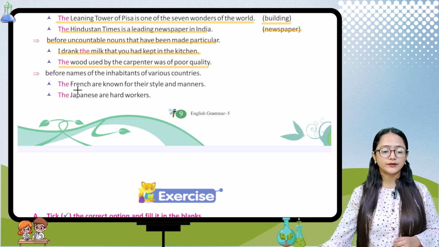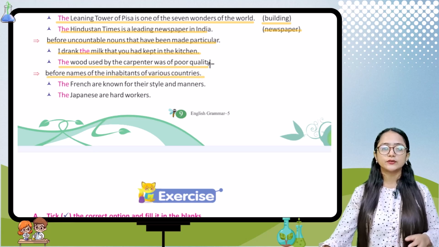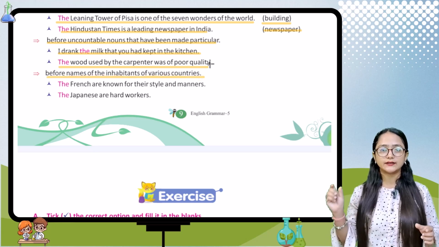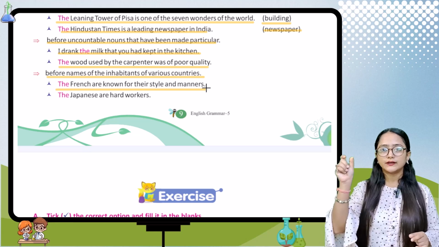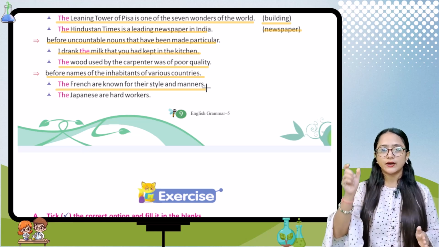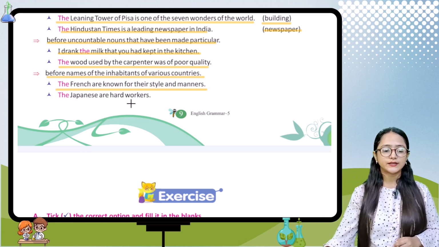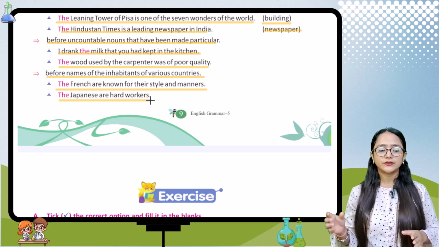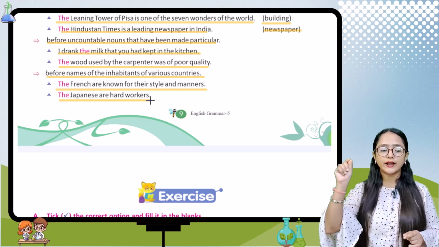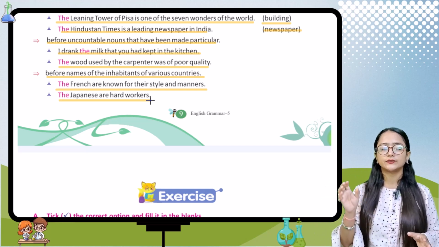Now the next point is before names of the inhabitants of various countries. So before the name of the inhabitants, the article the is used. For example, the French are known for their style and manners. So here before French you have to write the. Now next example is the Japanese are hard workers. Here you can clearly see that before that inhabitant you have to write the article the.